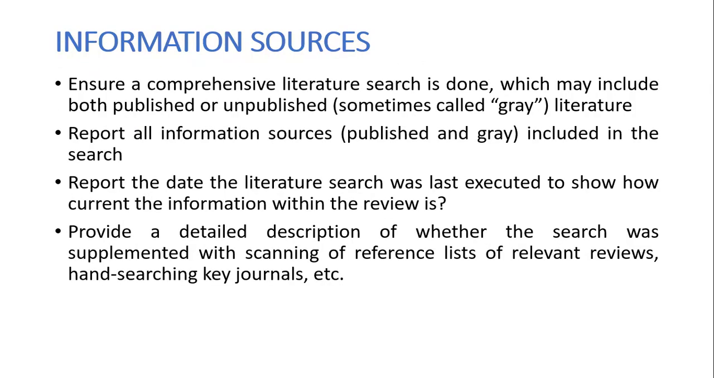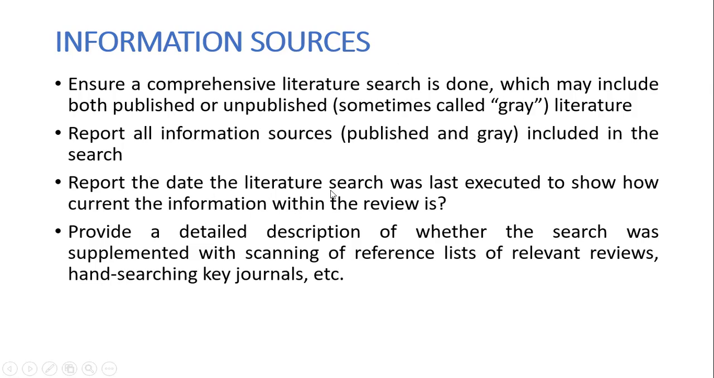Information sources. Next, ensure a comprehensive literature search is done, which is very important, and which may include both published and unpublished studies. Unpublished studies we sometimes call gray literature. If someone asks why you have not included the gray literature, what does it mean? It means the studies which are not published. We have to include both published and unpublished to reduce publication bias. So report all the information sources, published and gray, included in the search.